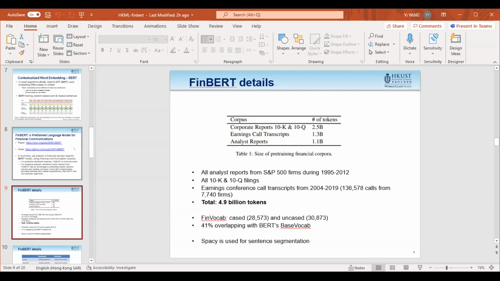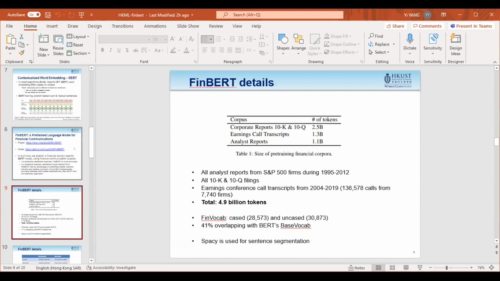So what is our corpus? The FinBERT model is trained on the following 3 corpora. The first one is the corporate reports, 10-K and 10-Q, which in total contain 2.5 billion tokens. The second data set is the earnings conference call transcripts, which has 1.3 billion. We also have an analyst report data set, which has 1.1 billion tokens. The analyst reports are from S&P 500 firms during the years 1995 to 2012. For the years after, we don't have access, so we don't have those analyst reports. The total number of tokens used to train the FinBERT model is 4.9 billion.